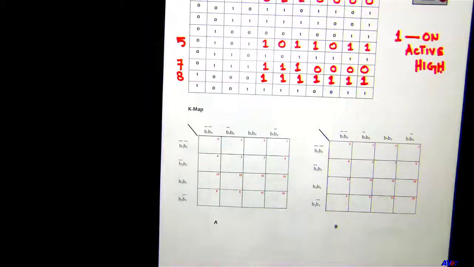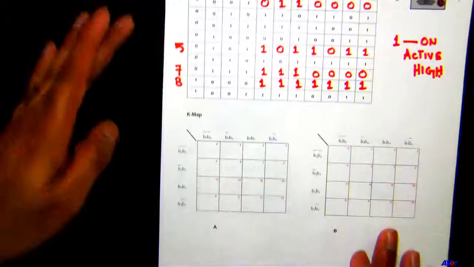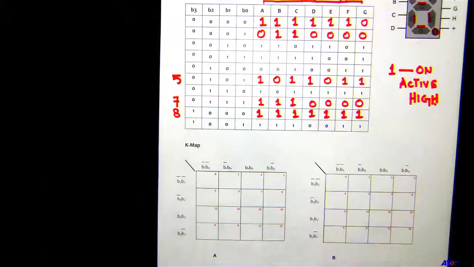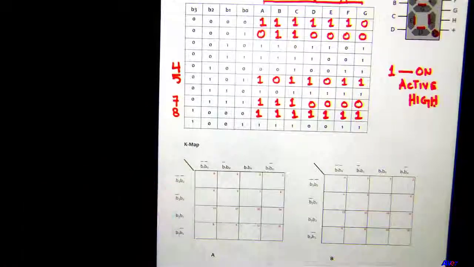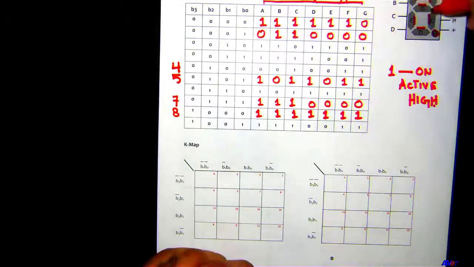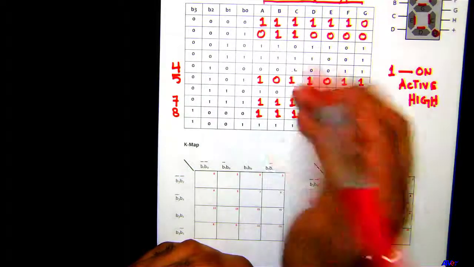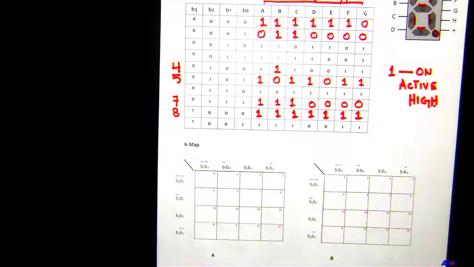Let's do the K-map. For which combination? This right here? So we need F, G, C, and B. F, G, C, and B. Correct? Is there any rest of the other combinations that look okay?